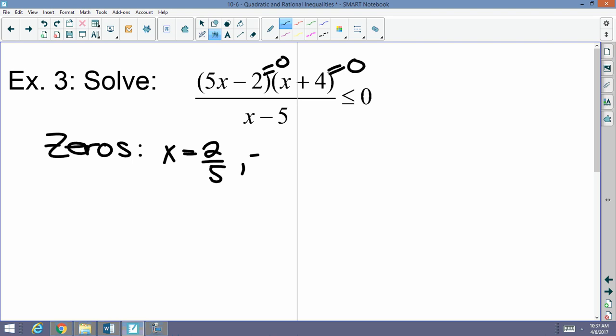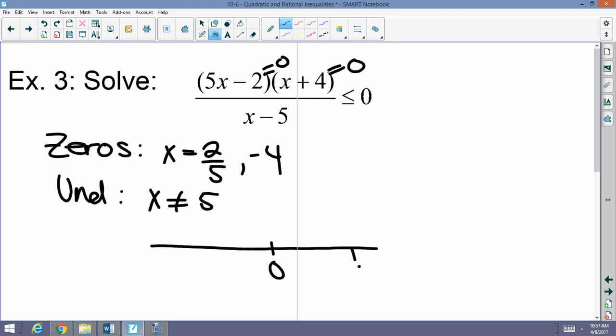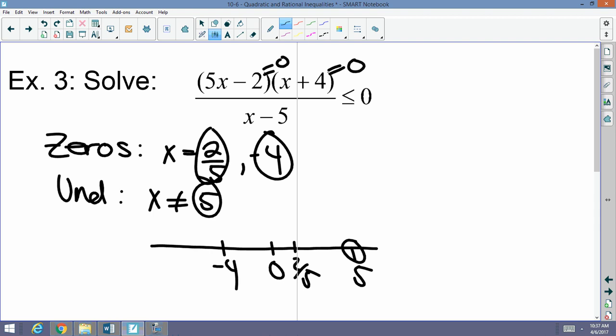Thank you. And what are my undefined values or my restrictions? x cannot equal 5. So it cannot equal 5. I'm going to circle that because I forget things. 2/5, I'm not going to circle because it can be a solution. -4, I'm not going to circle because it can be a solution. Now, remember what I told you: you're always going to have 1 more testing interval than you do solutions. So I have 3 different values here, a restriction and 2 zeros. So I have test interval 1, then test interval 2, then test interval 3, then test interval 4.